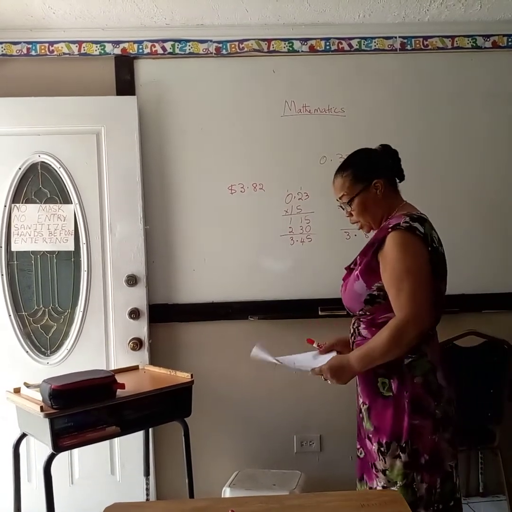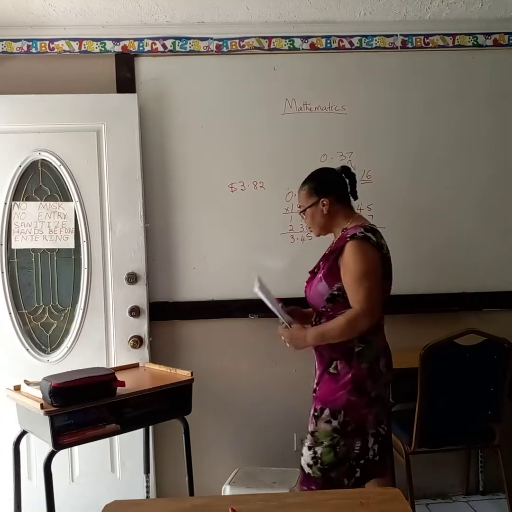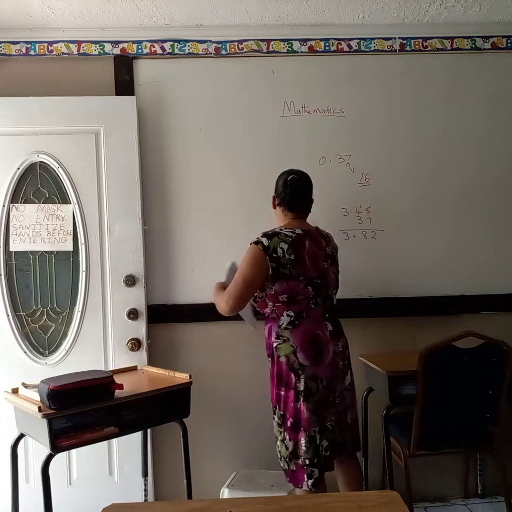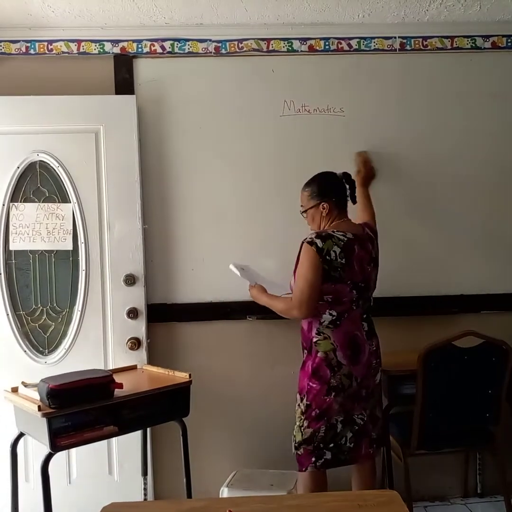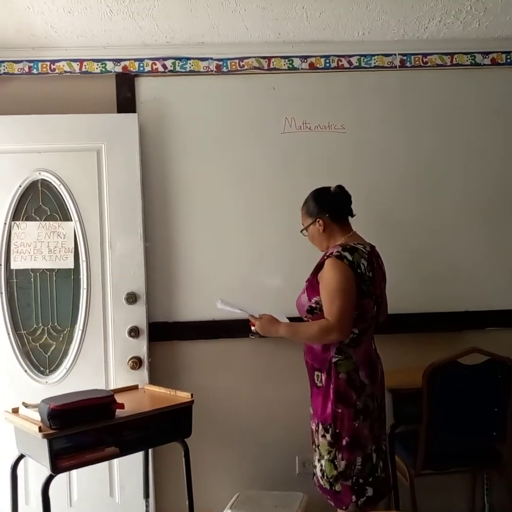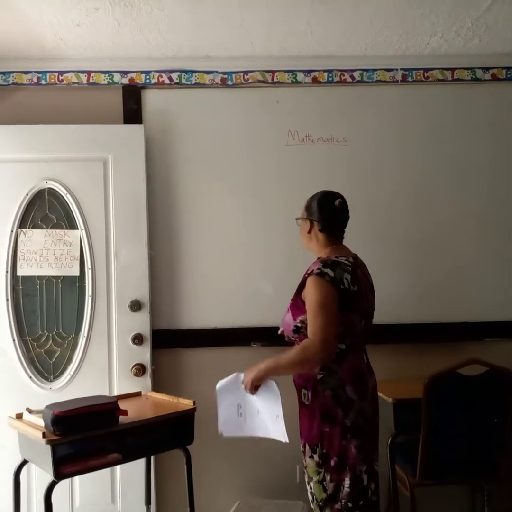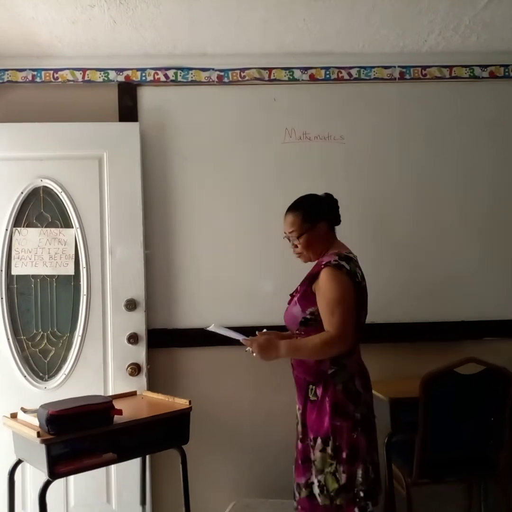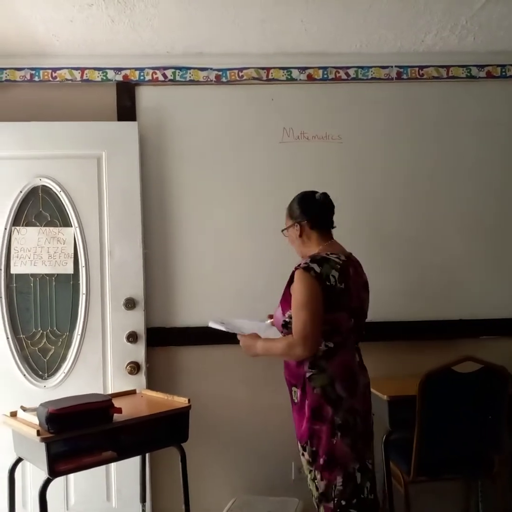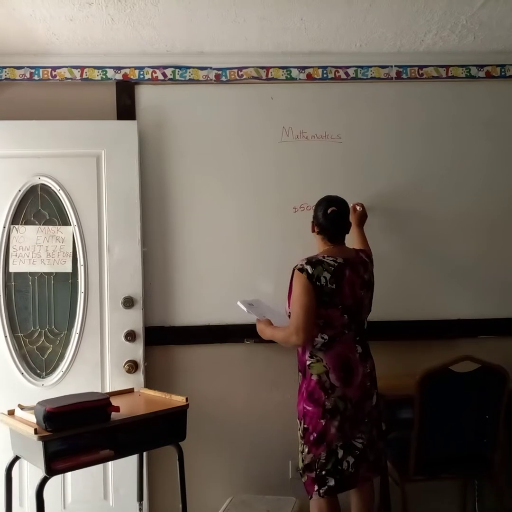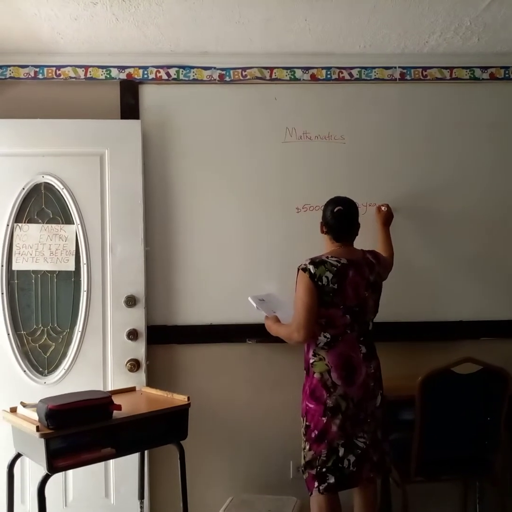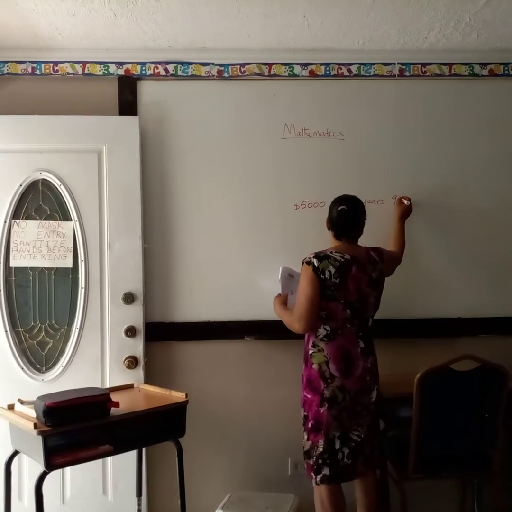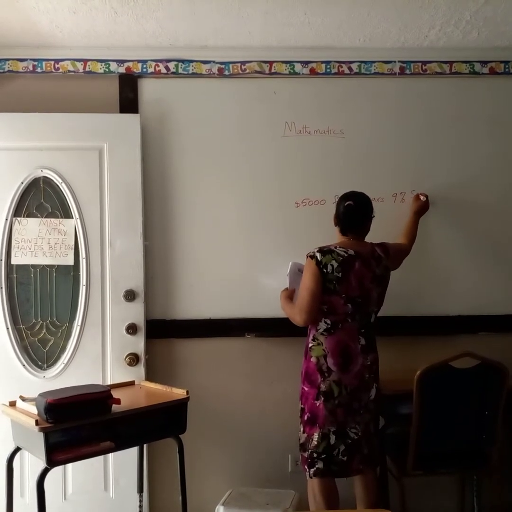$3.82. Okay, moving on. And this one, I noticed some of us messed up a little bit on this one, so let's look at it carefully. It says Daniel borrowed $5,000 from the bank for 2 years at 9% simple interest.